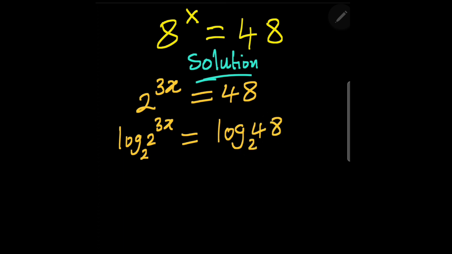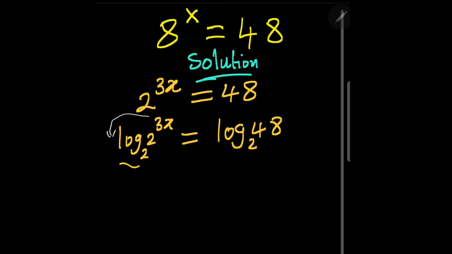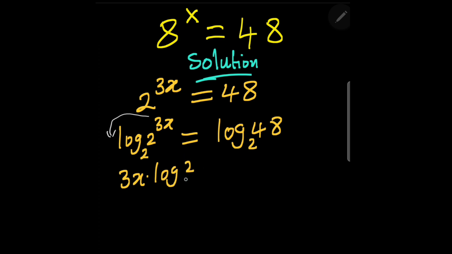The next thing we're going to do is recall the power property of logarithm. As you can see, this 2 is raised to the power of 3x. So the power here is going to come down to multiply the log. So we have 3x multiplied by log of 2 to the base of 2, which is equal to log of 48 to the base of 2.